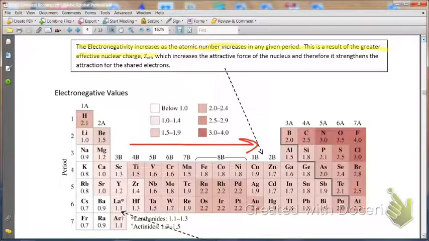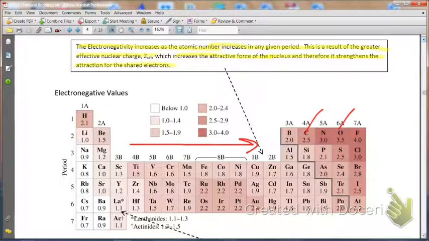Remember that as we're moving across the periodic table in a period from left to right, the number of protons increases, and as the number of protons increases, so does the effective nuclear charge. This is going to impact the electronegativity values, as there will be an increase in the attraction force of the nucleus, which therefore strengthens the attraction of the valence or shared electrons. Let's look at this in terms of oxygen and carbon. Carbon's electronegativity value is 2.5. It's smaller than oxygen's 3.5 electronegativity value. So why does oxygen have a higher electronegativity value?